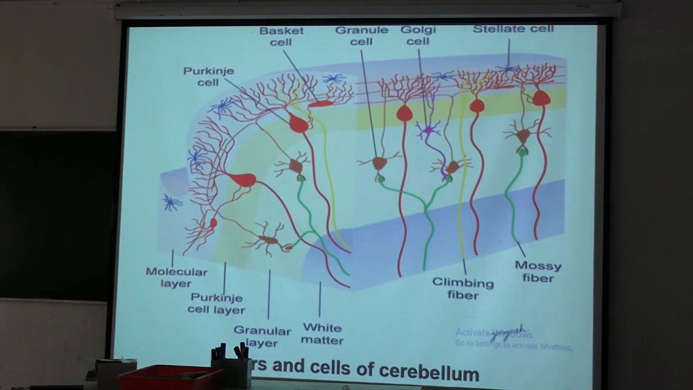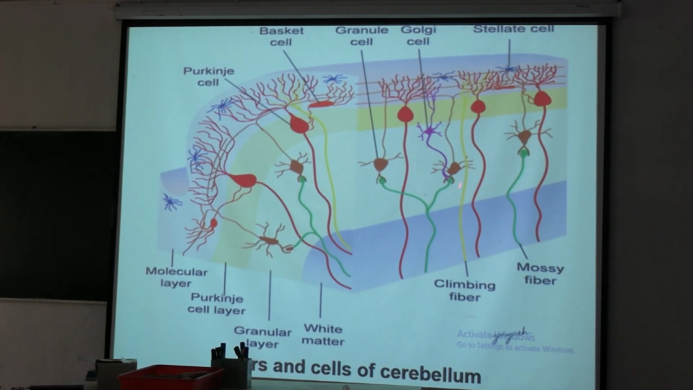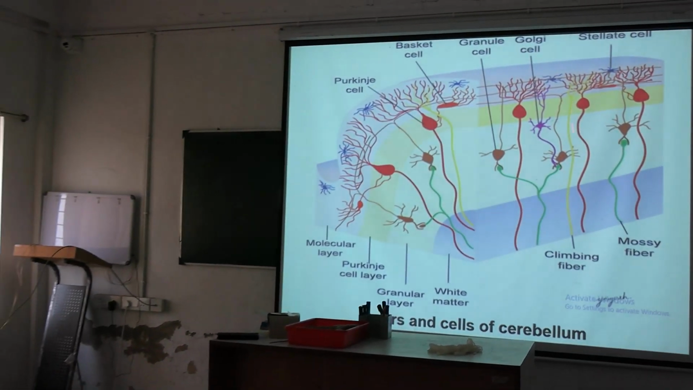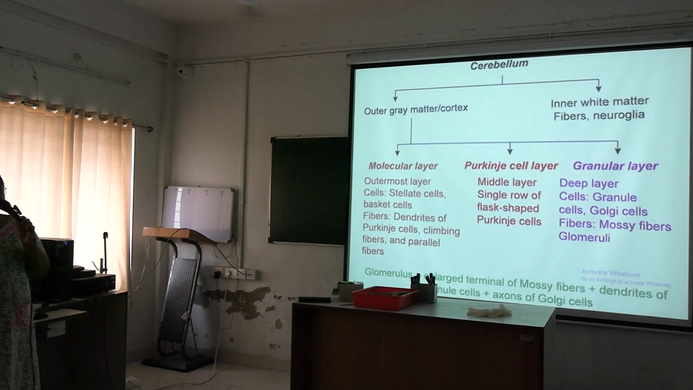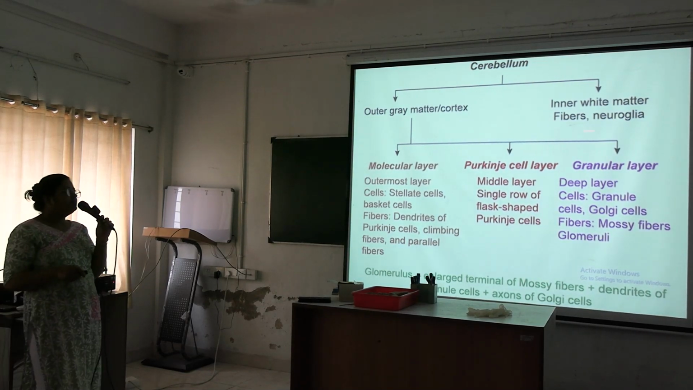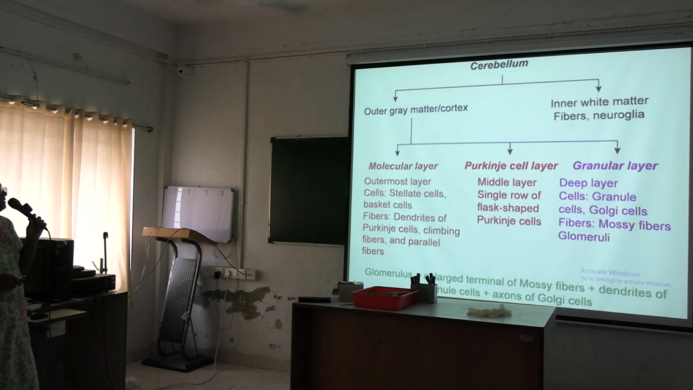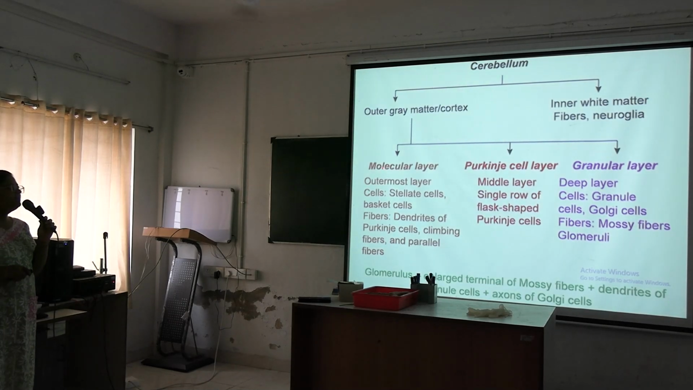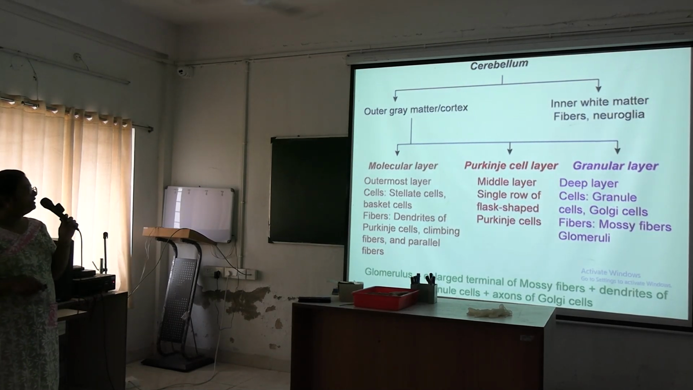So afferent fibers are of two types, climbing fiber and mossy fiber, and efferent fiber is the axons of the Purkinje cells. So this is the histology or internal structure: outer grey matter or cortex, inner white matter fibers and neuroglia. Outer grey matter has three layers: molecular layer, Purkinje cell layer, granular layer.